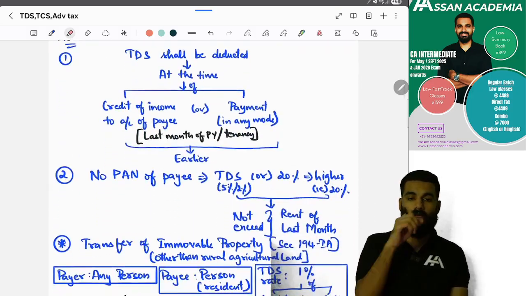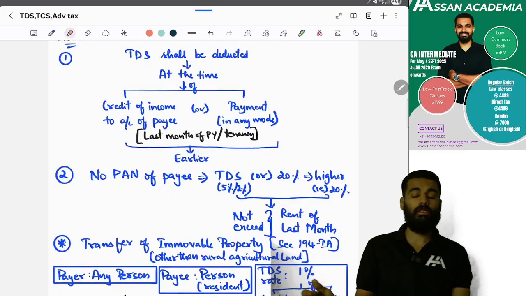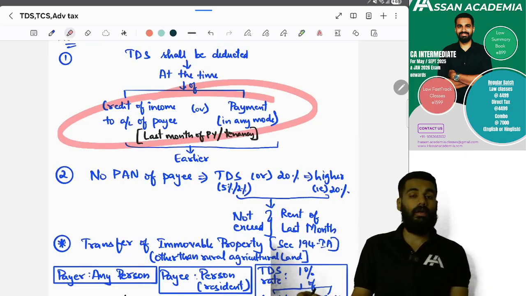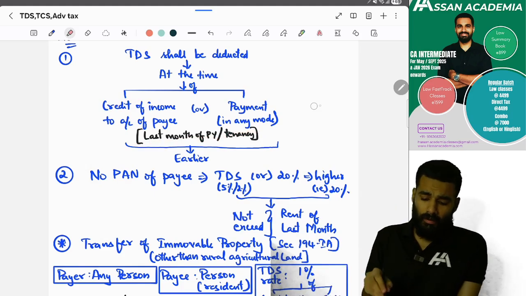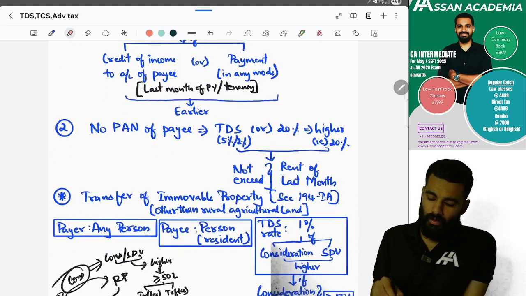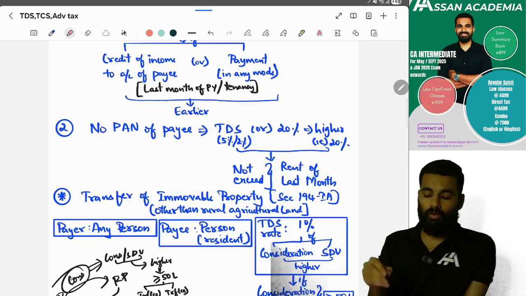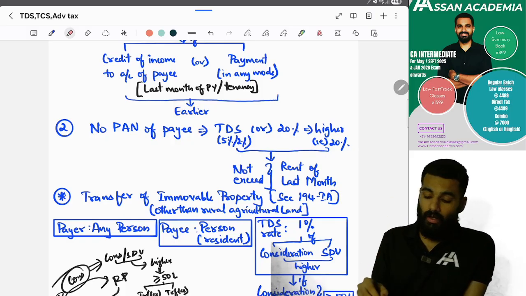Yes or no? Yes. Now, TDS will be deducted at the time of credit, or crediting the amount, or at the time of payment, whichever is earlier. Yes. But remember, if there is no PAN, then TDS will be at the applicable rate or 20%, whichever is higher. The higher amount is 20%.